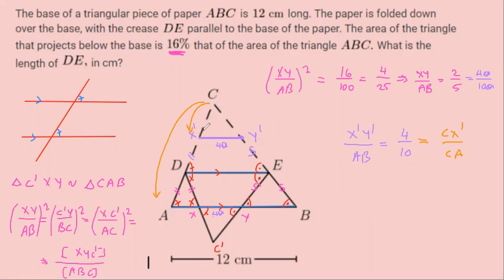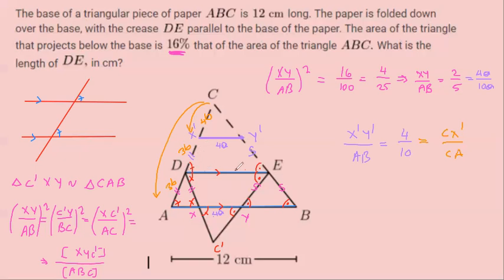So if this is a multiple of 4, maybe I can say this is 4b, then CA has to be 10b. And I do know this piece and this piece are equal to each other, so that should be 3b, and that should be 3b as well. So we are almost there. So we are looking for DE.